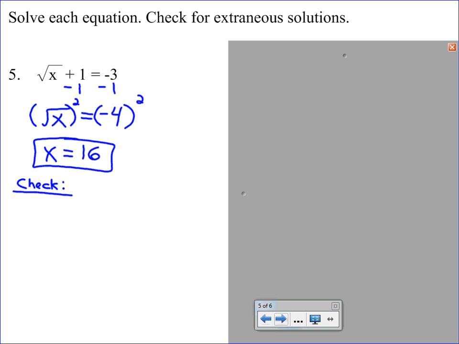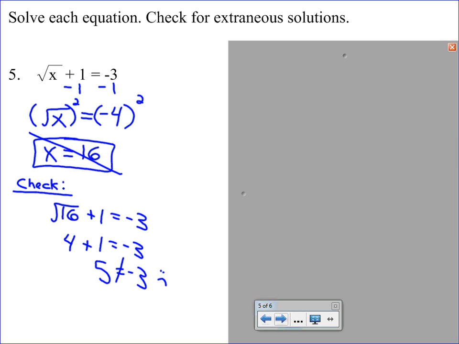So we plug in the 16, so we have the square root of 16 plus 1 equals -3. The square root of 16 is 4. 4 plus 1 then, carry everything else down. And when you simplify that left-hand side, we get 5 equals -3, which is not true. Yes, we are very sad about that. So 5 does not equal -3, which means that x equals 16 is not a solution. So you kind of slash your solution and you change your answer and you write no solution.